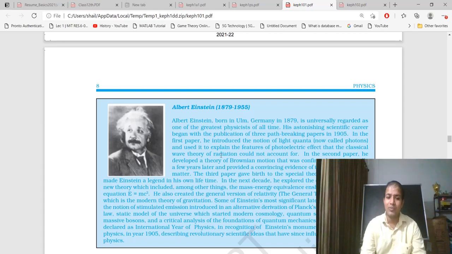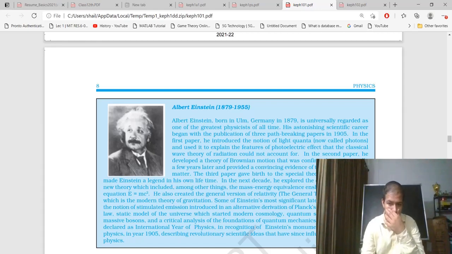At that time, the wave theory was the most prominent idea about the electron and the light. Everyone believed that the electron is a wave at that time. And what is the atom? Everyone believed that it is also a wave. In the second paper, he developed the theory of Brownian motion that was confirmed experimentally a few years later and provided convincing evidence of the atomic picture of matter.